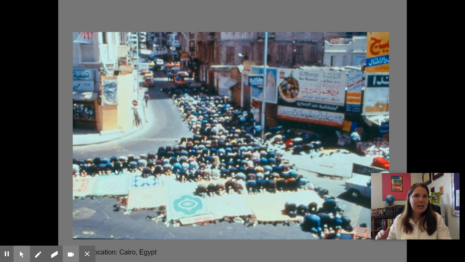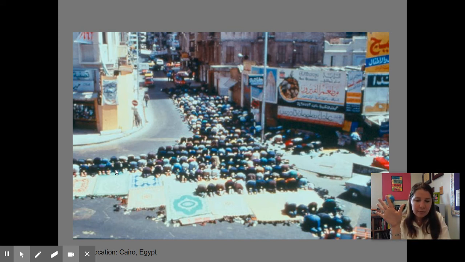You might notice that this is an urban environment. You could see in this picture that there's cars, that there's buildings and businesses, that the billboards and the signs are all in Arabic, not English. The people are kneeling down, they're on a rug, they've taken their shoes off to show devotion to God.